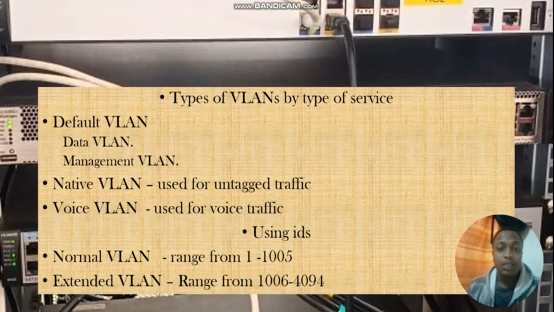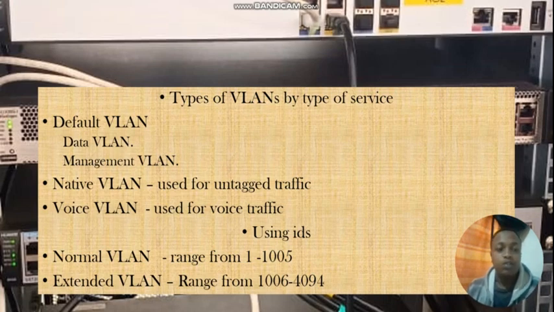Now, let's look at the types of VLANs that we can have, and the first type we are going to look at is the types of VLAN we can achieve by the type of service that we want this VLAN to serve. We have what is called the default VLAN, and this is created whenever you log into a switch or you power on a switch, and this could be used as a data VLAN, as your normal day-to-day data traffic VLAN, or as your management VLAN.